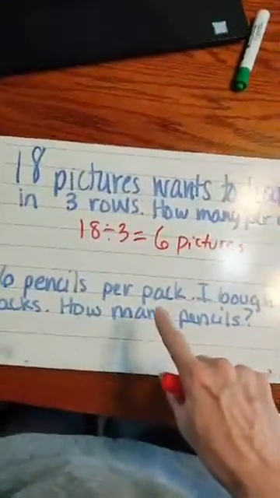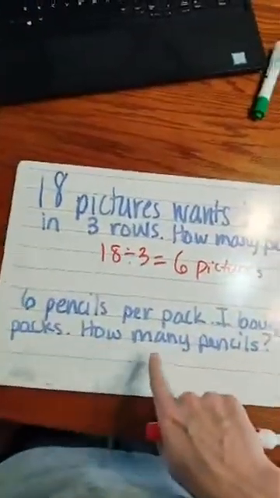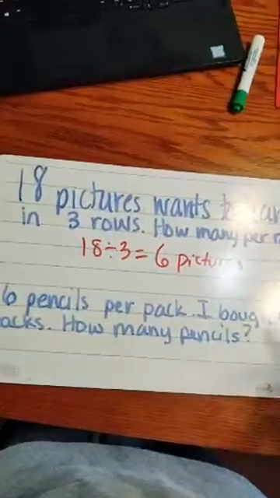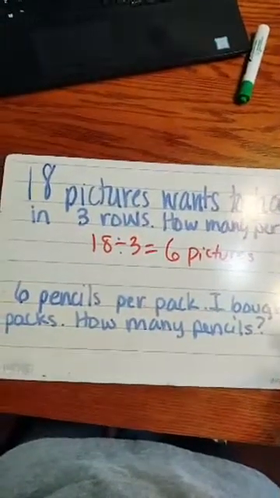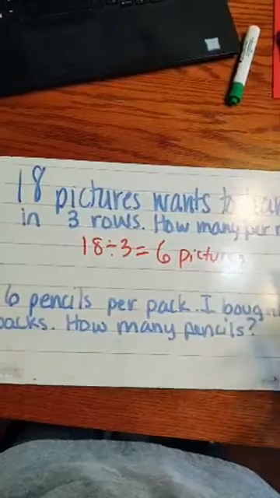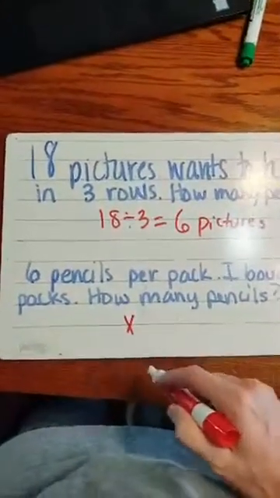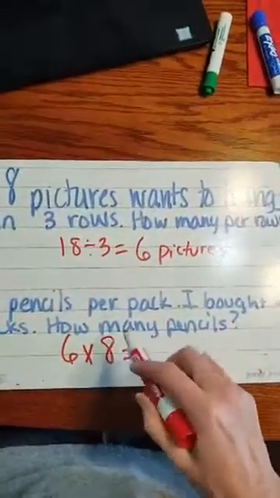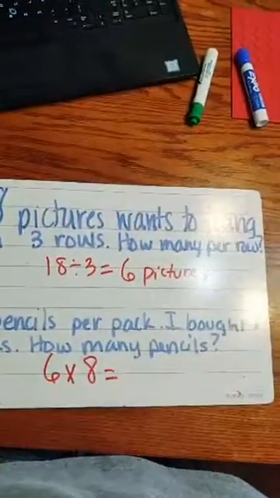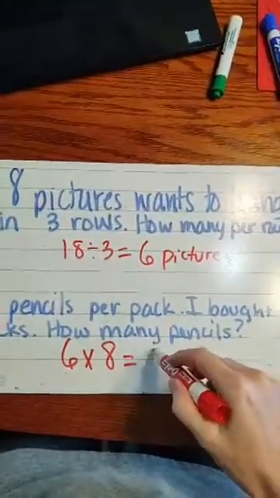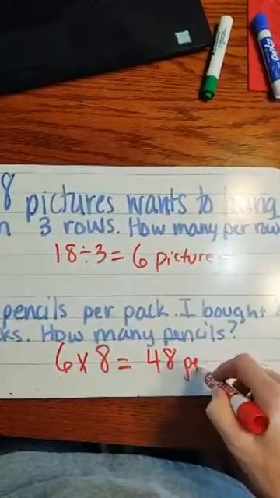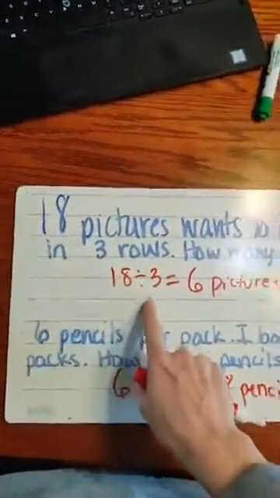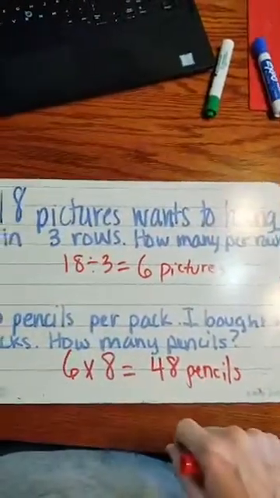There are 6 pencils in a pack, and I bought 8 packs. How many pencils do I have? Did they give you the total of how many pencils? No, they didn't. So since they didn't give you the total, we need a bigger number. We have to multiply. So if there are 6 pencils in a pack, and you have 8 packs, in order to find out how many pencils that is, we need to multiply. 6 times 8 is 48. 48 pencils. Okay, so remember, if they give you a total, we're going to divide. If they don't give you the total, we need to multiply.